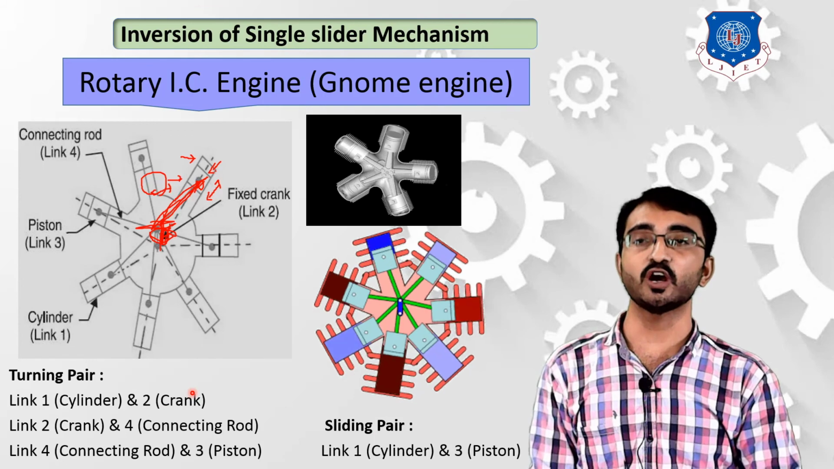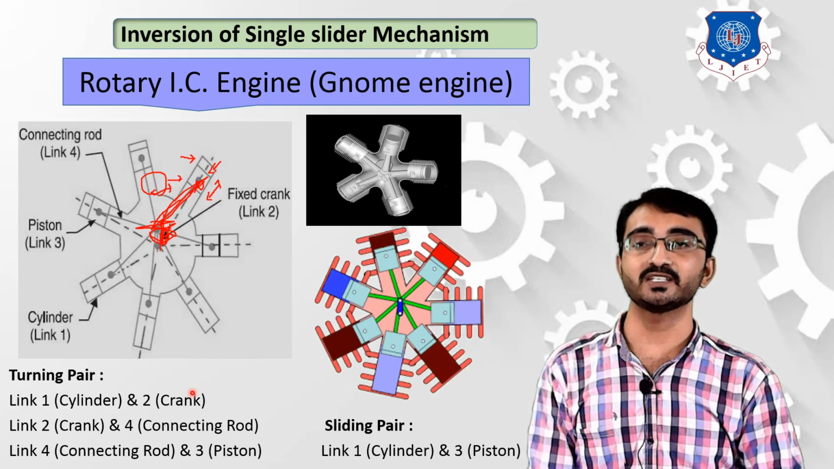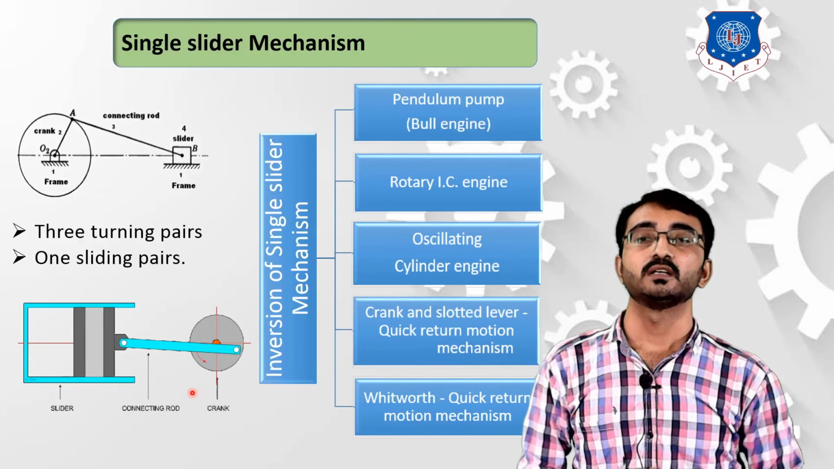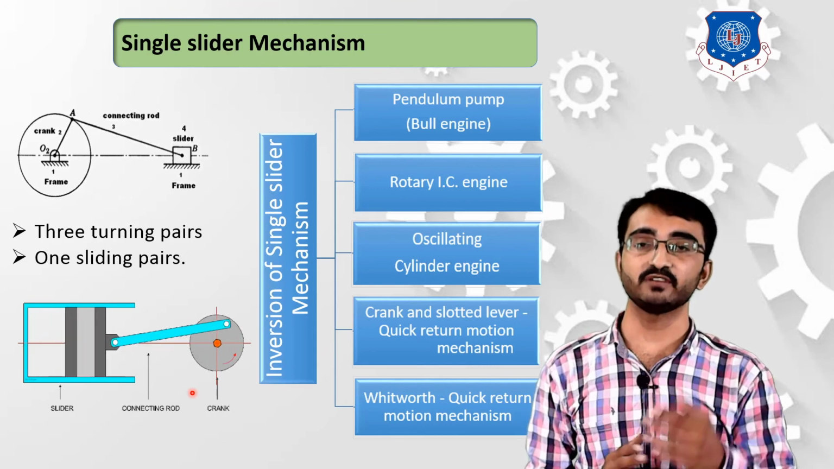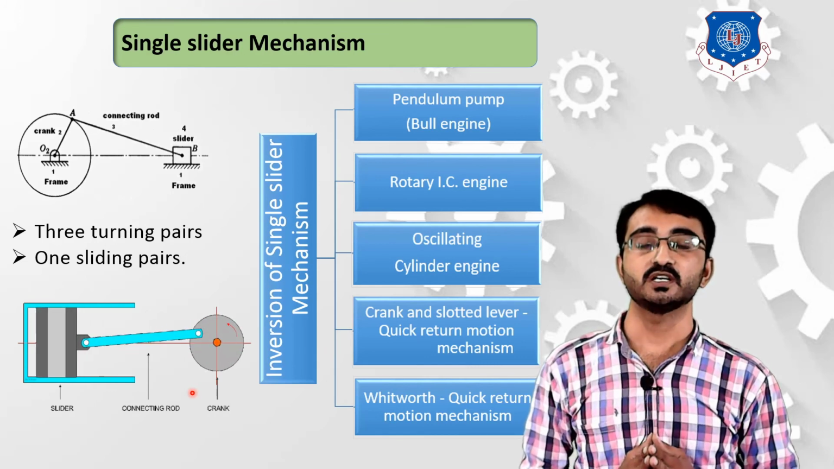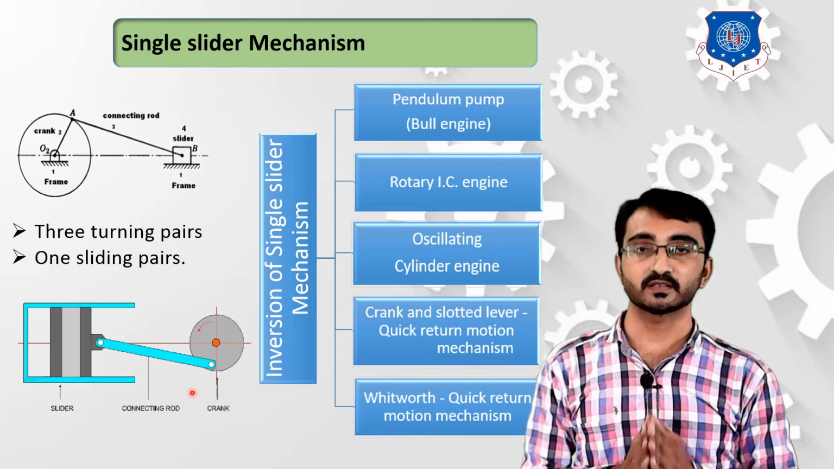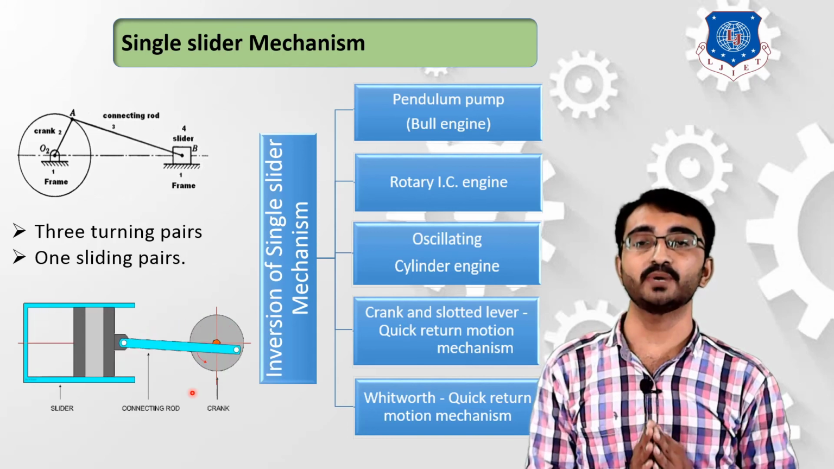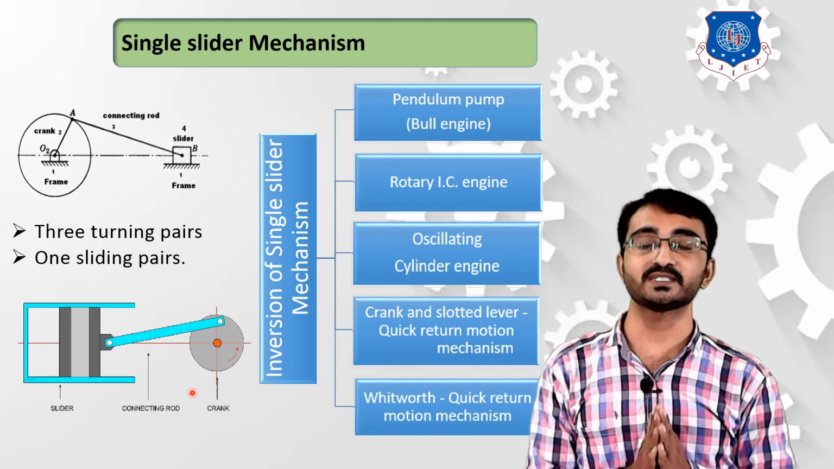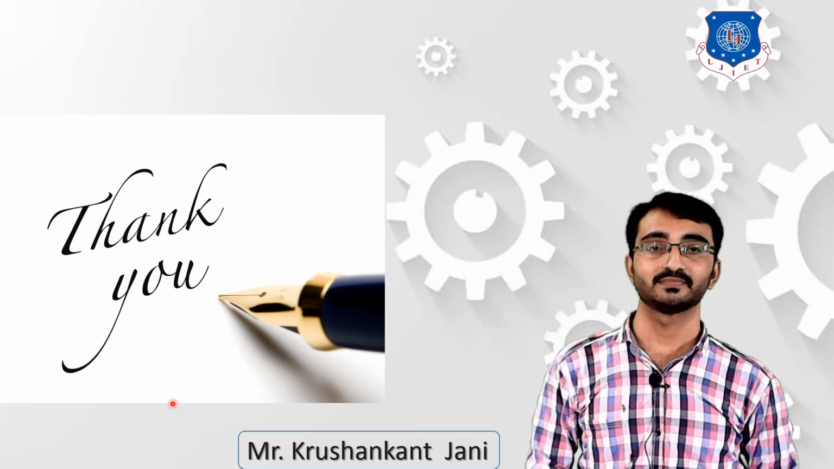So this is all about the second inversion, that is the rotary IC engine. The rest of the 3 inversions we will study in our next session. So that is all about the first 2 inversions, the pendulum pump and rotary IC engine of a single slider mechanism. Thank you.